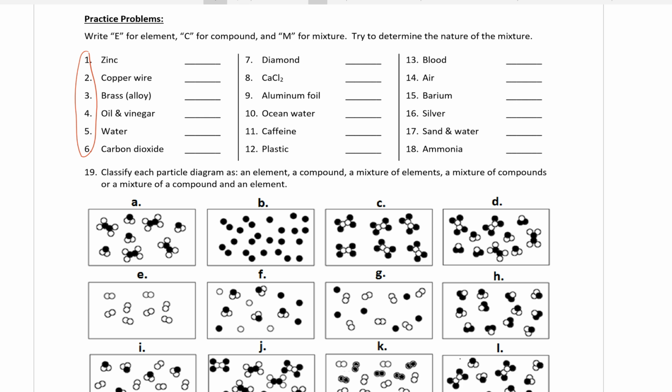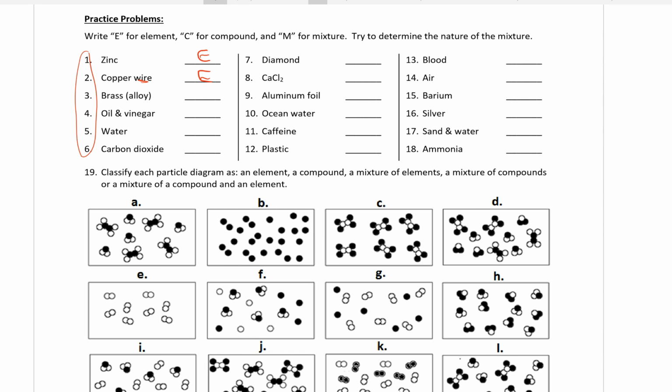All right, so let's take a look at zinc. If you look at your periodic table, zinc is present there. It is an element. Again, if it's on the periodic table, kind of a dead giveaway that it is an element. Number 2, copper wire. Don't let the fact that this is a wire fool you. It's still just a pure substance, namely an element. Copper, again, on the periodic table, it is an element.